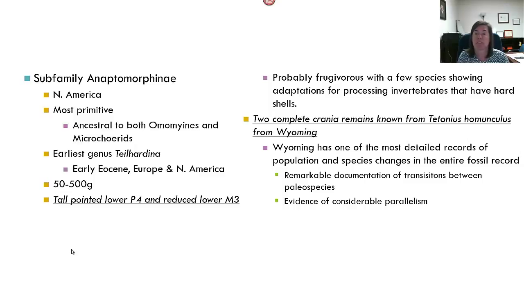They are probably frugivorous, with a few species showing adaptations for processing invertebrates that have hard shells. There are 2 complete crania remains from the family Anaptomorphinae, and they're known from Tetonius homunculus from Wyoming. And Wyoming probably has one of the most detailed records of population and species changes in the entire fossil record. We see remarkable documentation of transitions between paleospecies and a tremendous amount of evidence of considerable parallelism, the simultaneous development of features in different species.